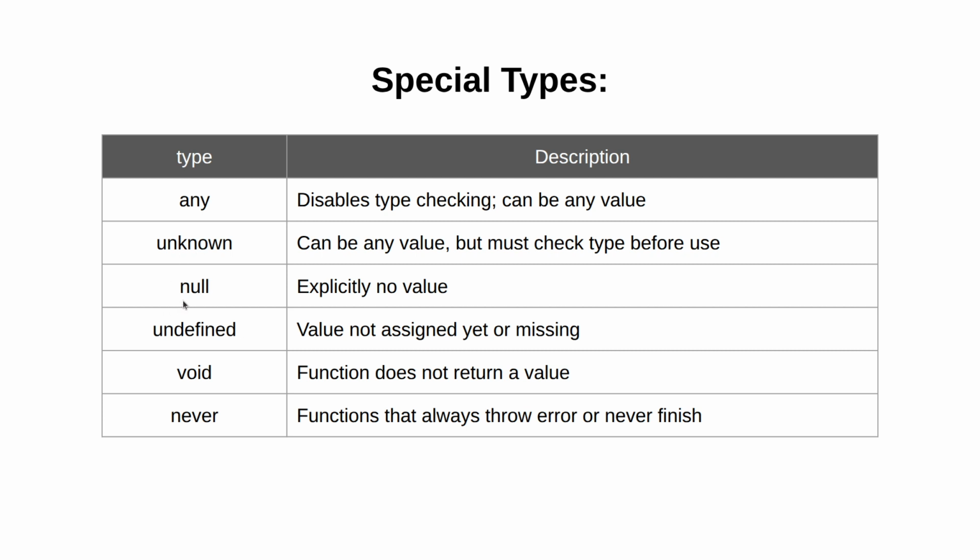And if there is no value for our variable, that will be null. And if the value is not assigned yet or it's missing, the type will be undefined. And if a function doesn't return anything, the return type will be void. And if the function throws errors and never finishes, the return type of that function will be never.